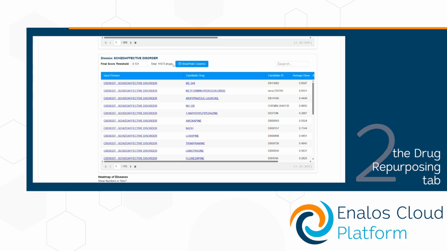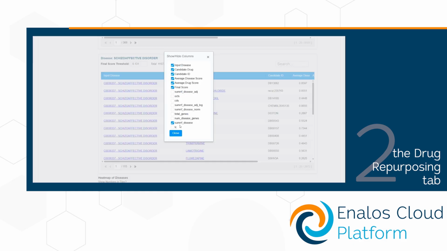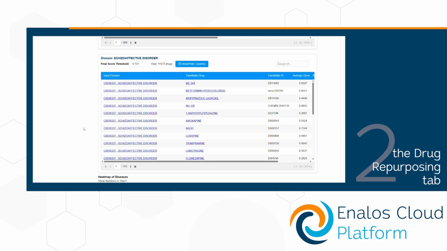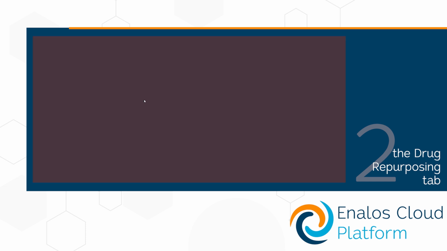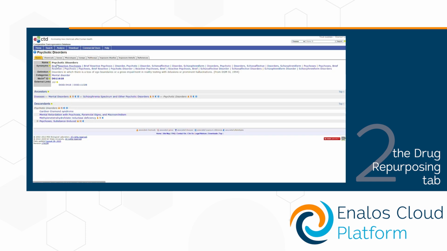The same features apply to the second table, which corresponds to the second disease. We can see that links exist for both the diseases and the candidate drugs. For example, clicking on the schizoaffective disorder link takes us to the Comparative Toxicogenomics Database. Since schizoaffective disorder is listed as a synonym, the page directs us to psychotic disorders, showing that the tool handled it well.